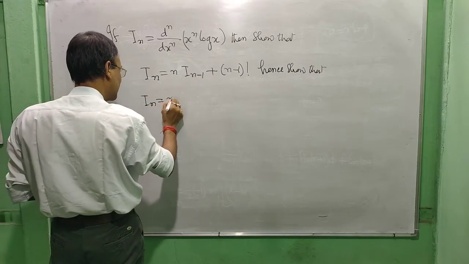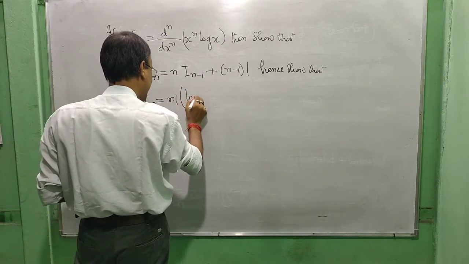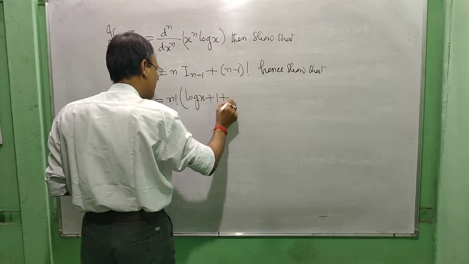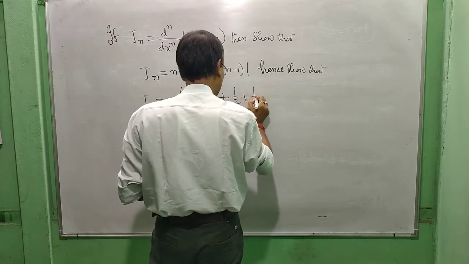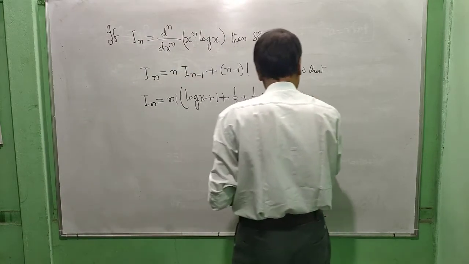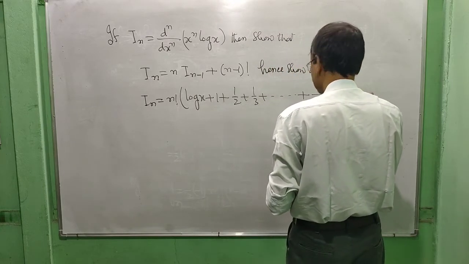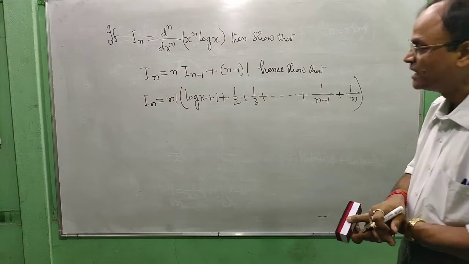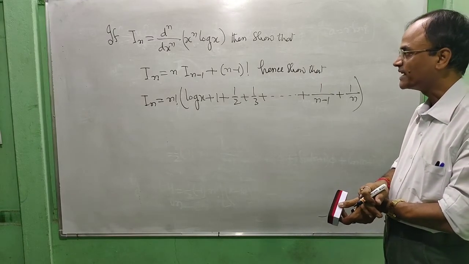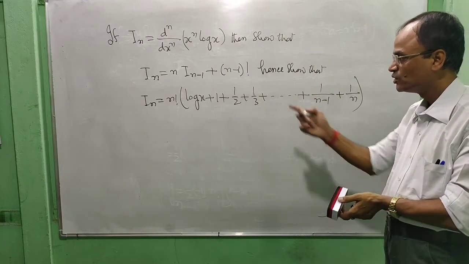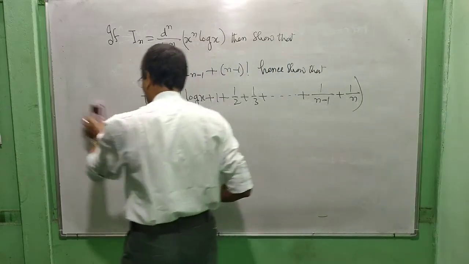Hence show that I_n is equal to n! [log x plus 1 plus 1 by 2 plus 1 by 3 plus dot dot dot plus 1 by (n-1) plus 1 by n]. This is the question. Solution.